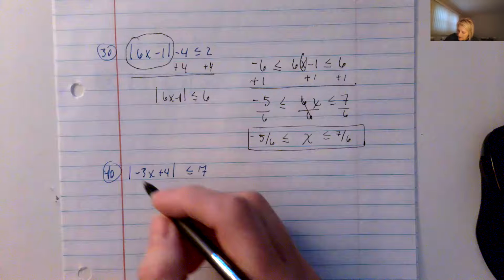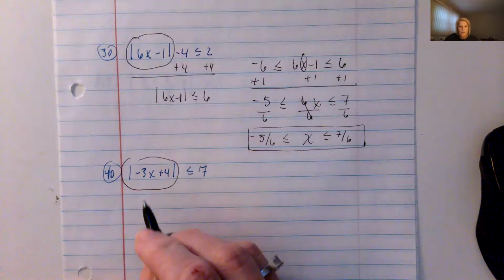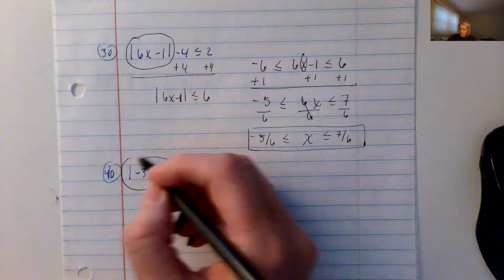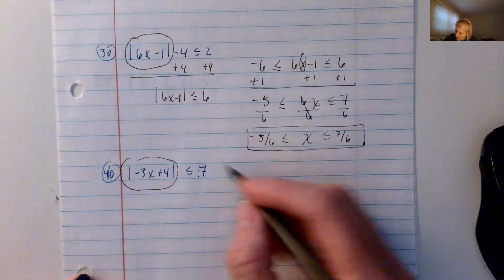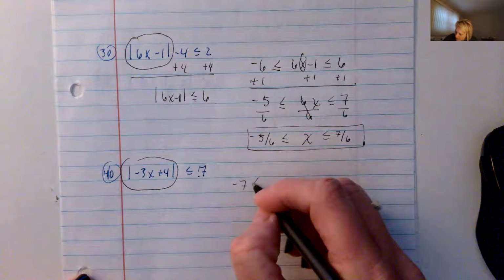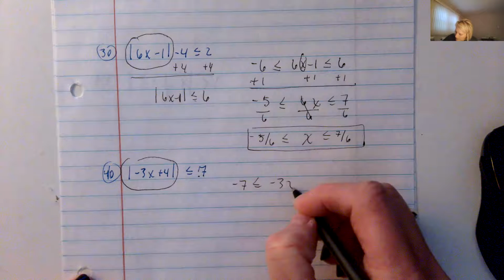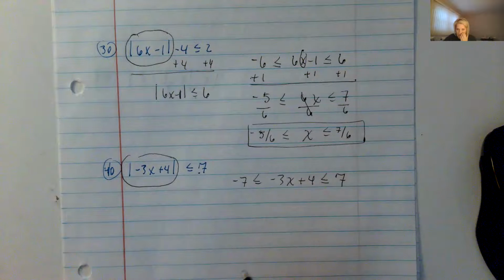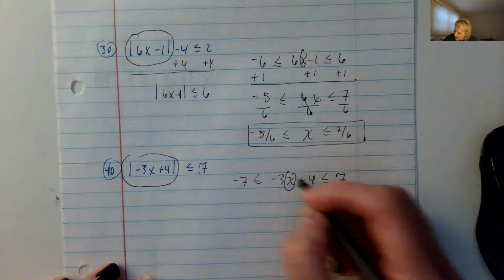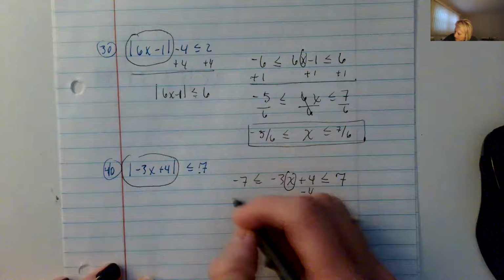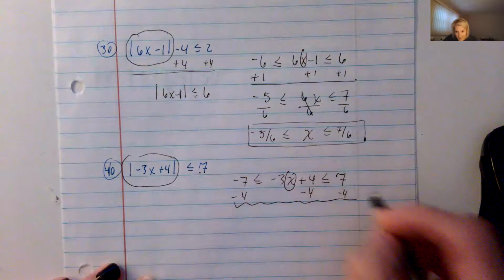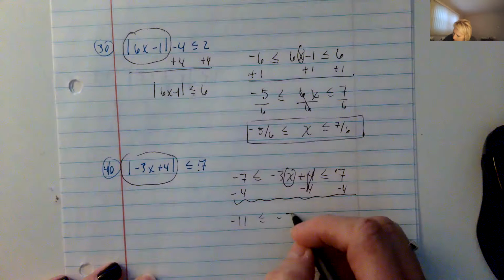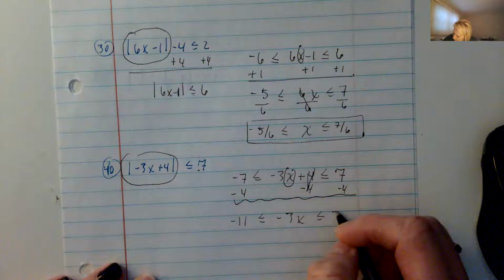I'm happy to help. So we have the absolute value already isolated and it's less than or equal to 7. That means negative 7 is less than or equal to negative 3x plus 4, which is less than or equal to positive 7. To isolate x, we're going to subtract 4 from all 3 sides, I keep forgetting. So negative 11 is less than or equal to negative 3x, which is less than or equal to positive 3.